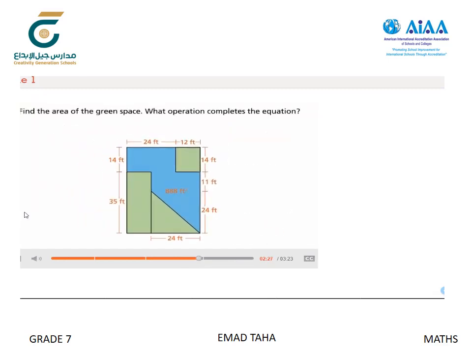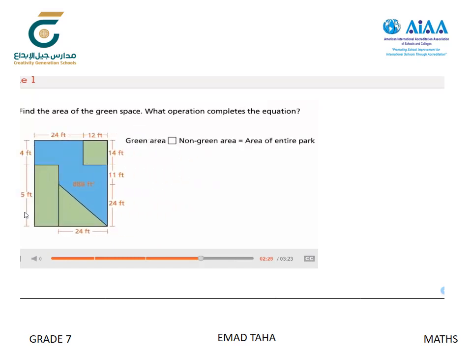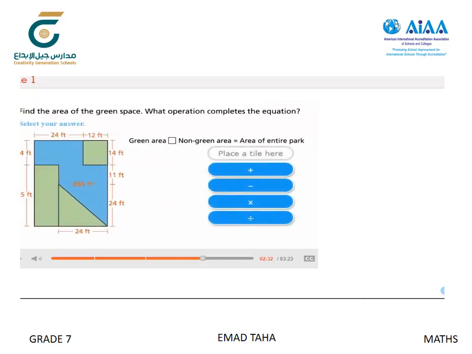Now find the area of the green space. What operation completes the equation? Select your answer. Okay, green area plus non-green area equals the area of the entire park. So we make it plus.